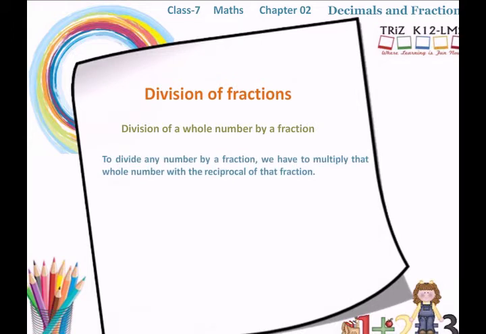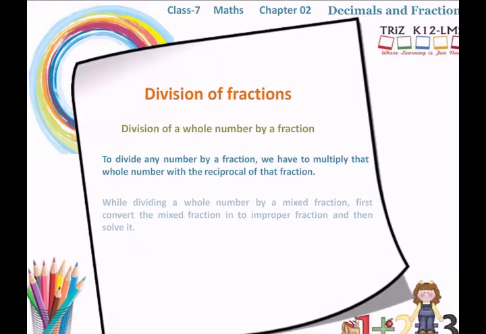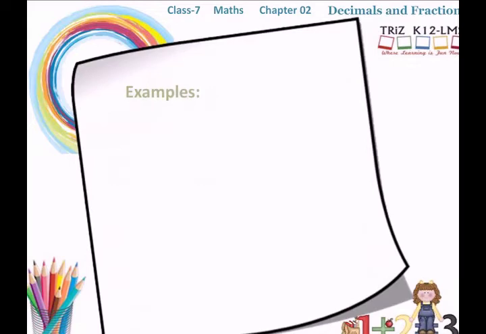To divide any number by a fraction, we have to multiply that whole number with the reciprocal of that fraction. While dividing a whole number by a mixed fraction, first convert the mixed fraction into improper fraction and then solve it. Examples: 7 ÷ 1/5 = 7 × 5/1 = 35. 3 ÷ 5/3 = 3 × 3/5 = 9/5.